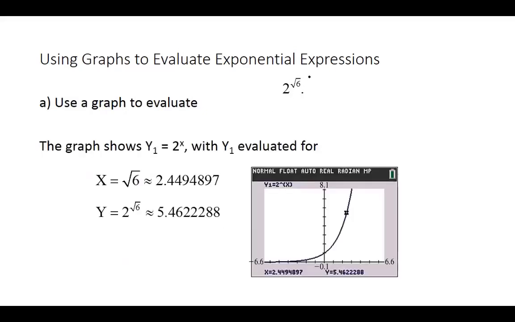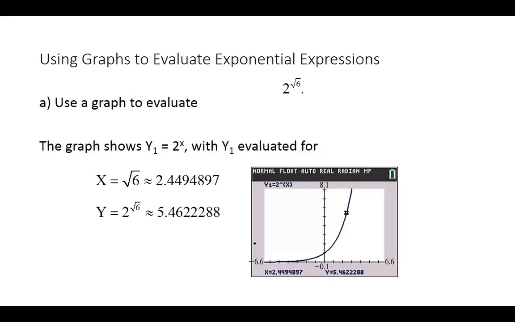Use a graph to evaluate 2 to the power of square root of 6. So we know what square root of 6 is equal to. You can use your calculator. Square root of 6 would be about 2.449487. So the graph of y1 equal to 2 to the power of x, with evaluation of x equal to radical 6, would give you the value for 2 to the power of radical 6.